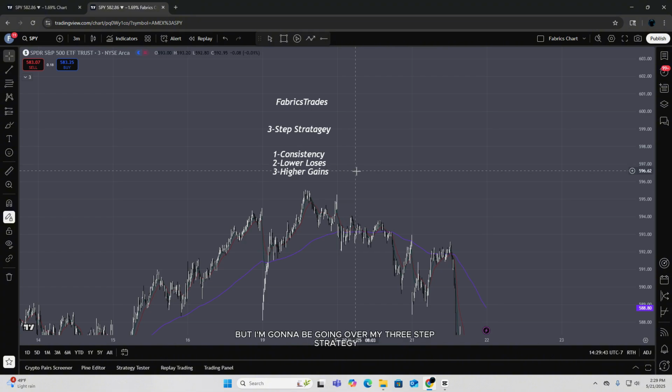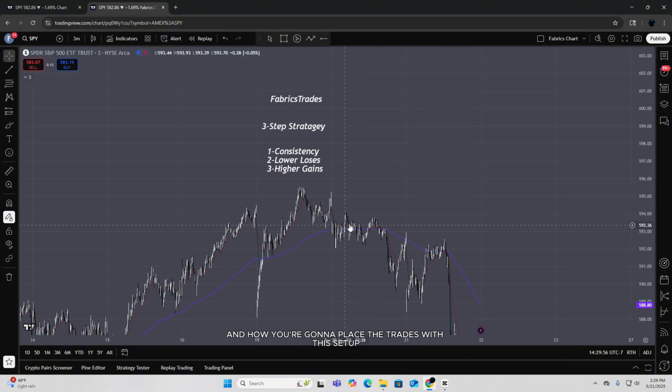I changed my mic, but I'm going to be going over my 3-step strategy that made me see consistency, lower losses, and higher gains. Obviously, there are more things that help me with this strategy, but here's an overall view of the setup and how you're going to place the trades with the setup.